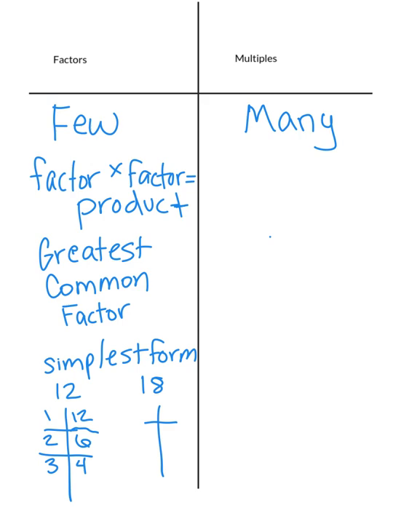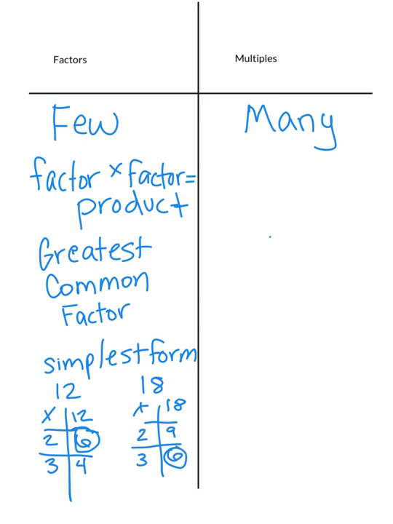And then for 18, same thing. Always start with 1 and the number first. 1 and 18, 2 and 9, 3 and 6. I think that's it for 18. Okay, now for the greatest common factor, we need to look at both of these lists and find the biggest number that's on both lists. Now, 1 is on both of those lists, but that's not the biggest factor that they have in common. Looks like 6 is going to be the greatest common factor for 12 and 18.